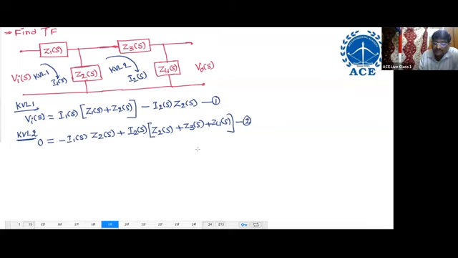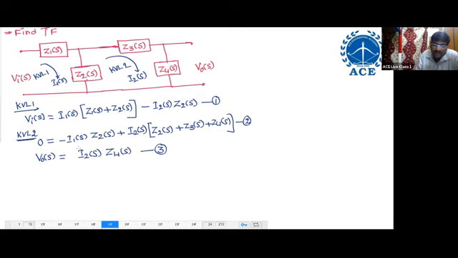Next, V0 of S. What is V0 of S? It is I2 of S into Z4 of S. This is equation number 3. Then if you solve these 3 equations, you will get the transfer function. Actually, what do you want? You want V0 by Vi. But V0 is not linked with Vi.